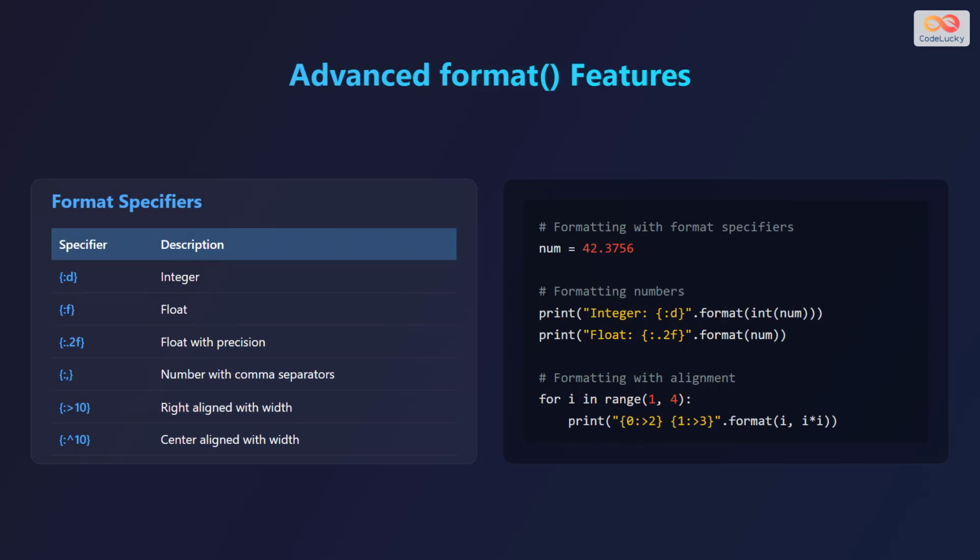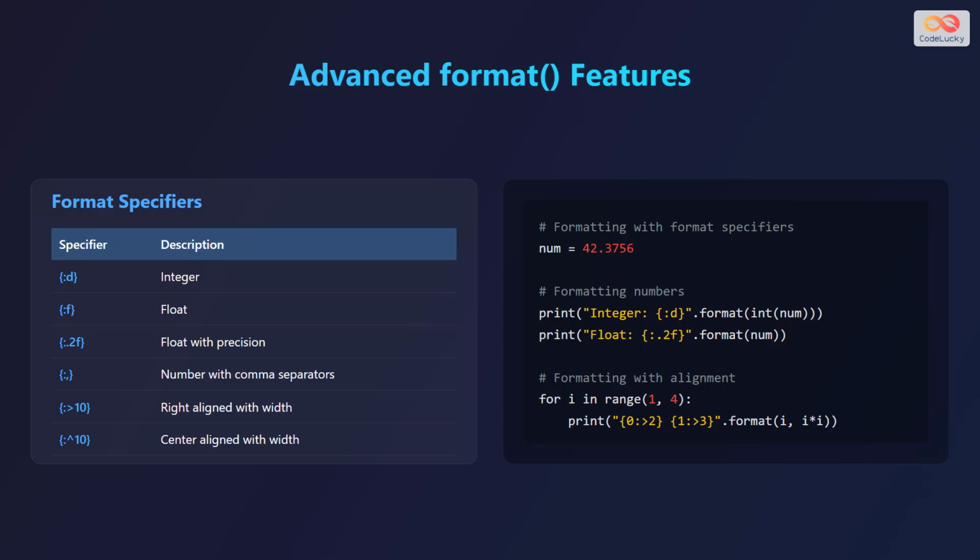Now let's delve into the advanced features of the .format method in Python. The .format method provides format specifiers that allow precise control over how values are formatted. These specifiers can define the type of data, precision, alignment, and more. Here's a breakdown of some common specifiers.